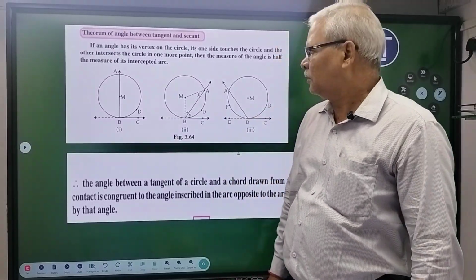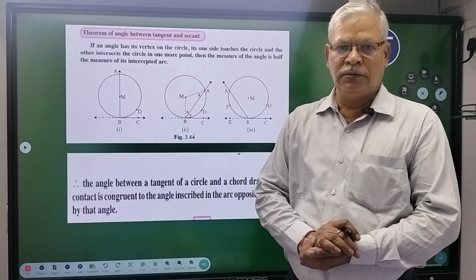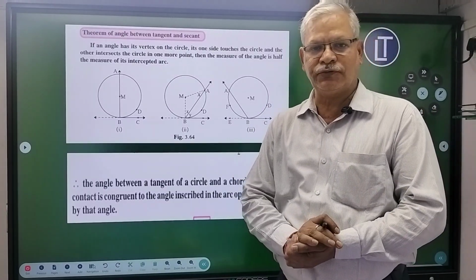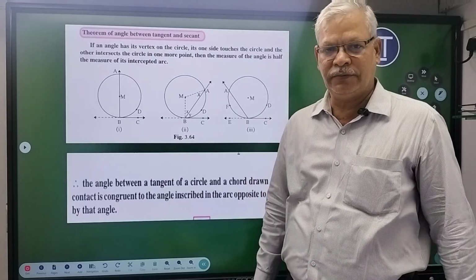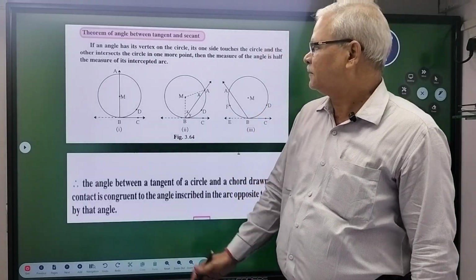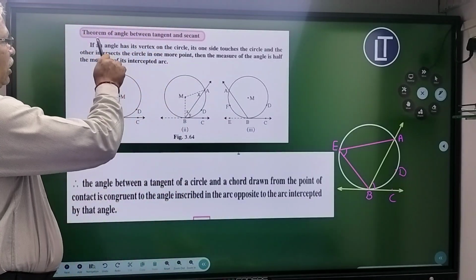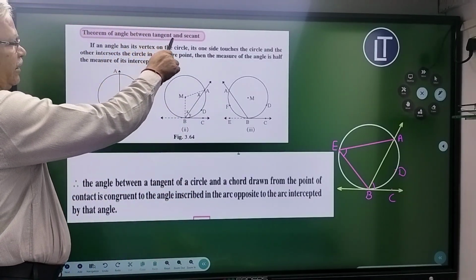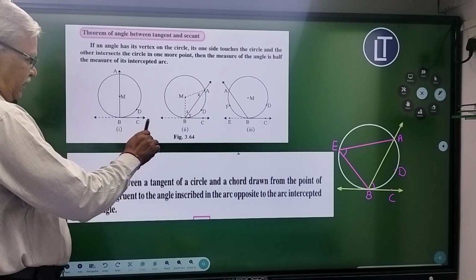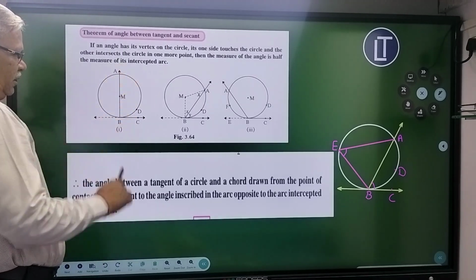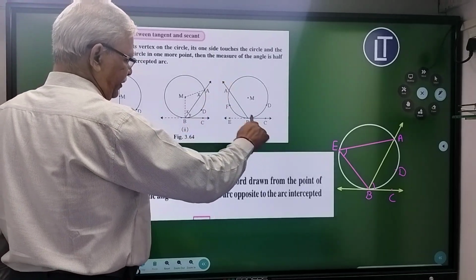Today we are going to discuss some important theorems which are helpful to solve practice set 3.5. Okay? Now see here, the theorem is the theorem of the angle between the tangent and the secant. Here BC is tangent and here BA is secant. BC is tangent in all the figures.